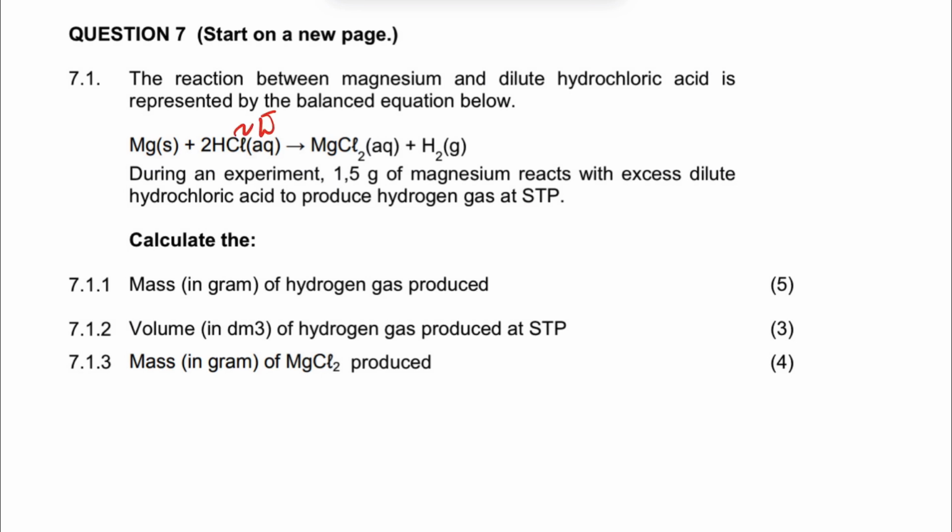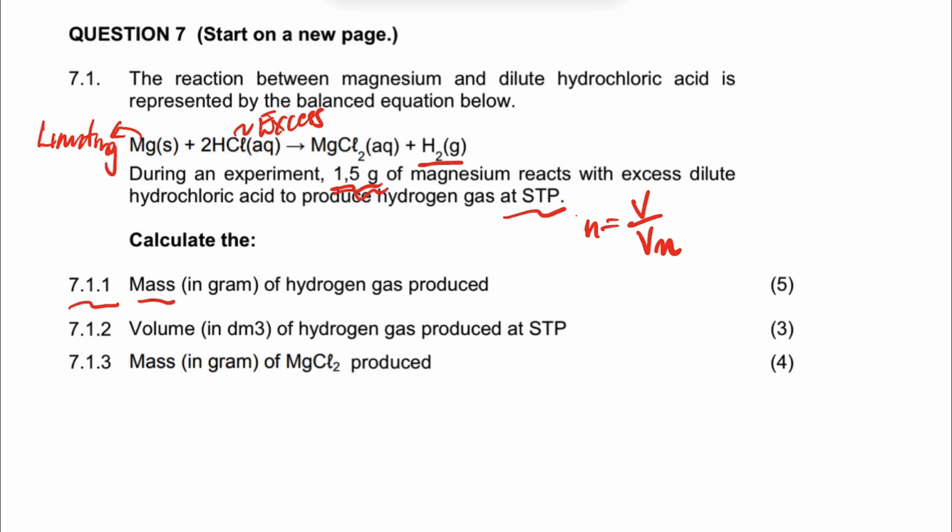Now they give us important information: the acid is in excess. That means the magnesium is the limiting reagent. So we have both limiting and excess, and the 1.5 gram of magnesium we're given is the limiting one. That means it's going to react completely, it will be used up completely, and then it produces the hydrogen gas at STP. Very important, when they say STP, you must remember the formula that number of moles is equal to V over Vm. Now let's cut to the chase and go to 7.1.1.